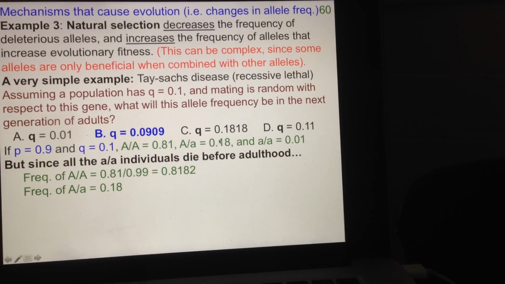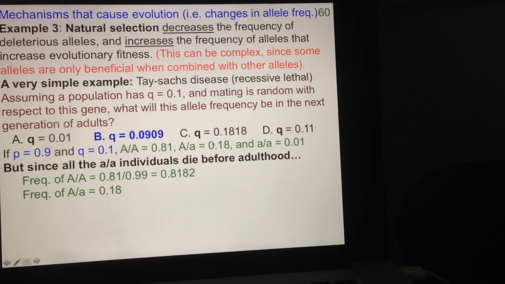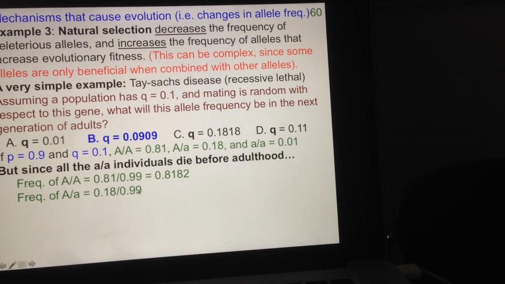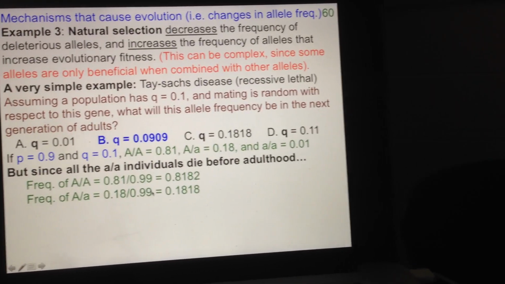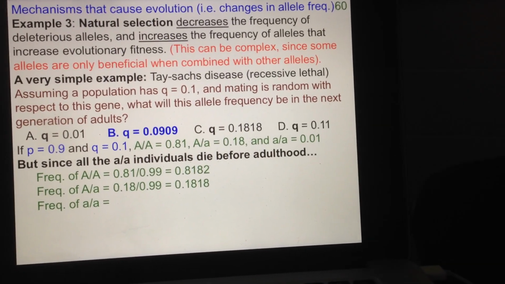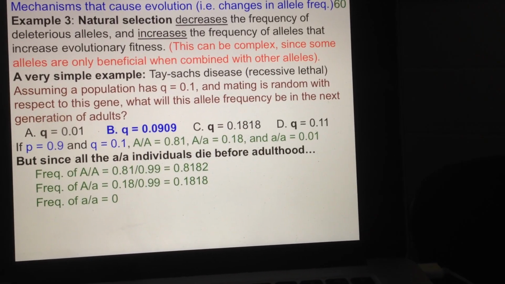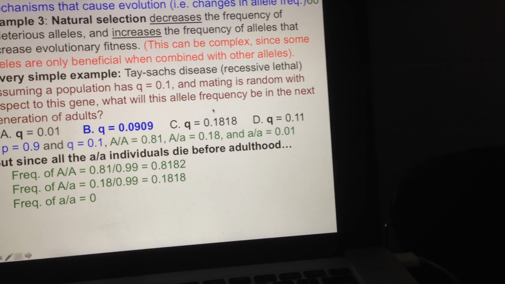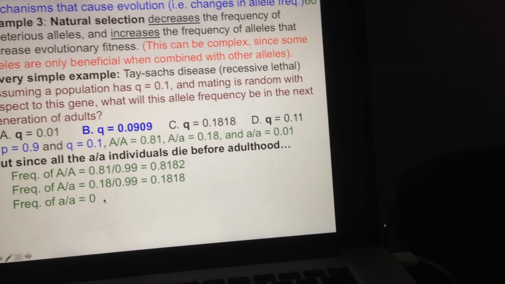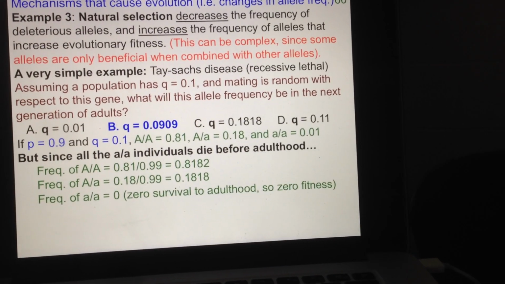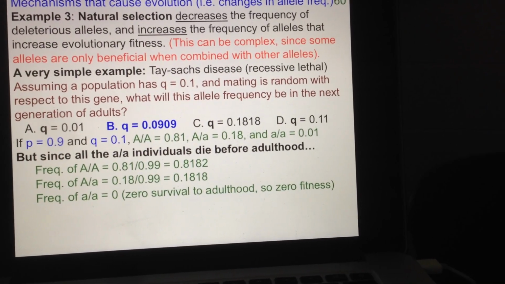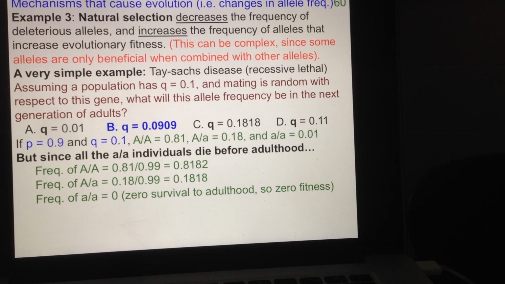So take that 0.18 of what was born and just divide it by 0.99, because 0.01 of them, the recessive ones, had died. Okay, same thing for the small a now though. Notice that it's 0, right? You can divide it by 0.99 if you like, it's still 0. It's 0 just because there's 0 survival to adulthood, so we can count it as having 0 fitness.